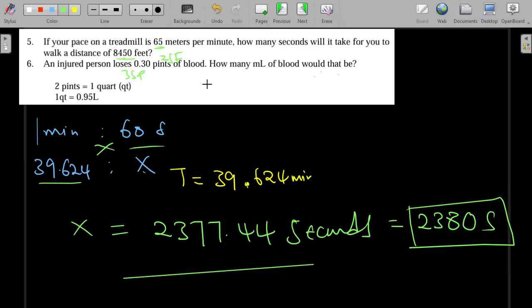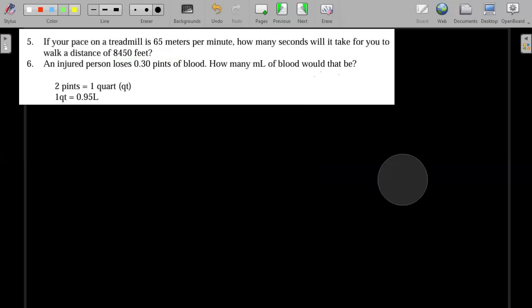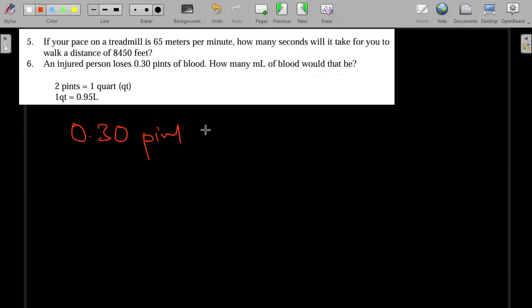Okay, all right, let's look at question 6. On question 6, they're saying an injured person loses 0.30 pints of blood.